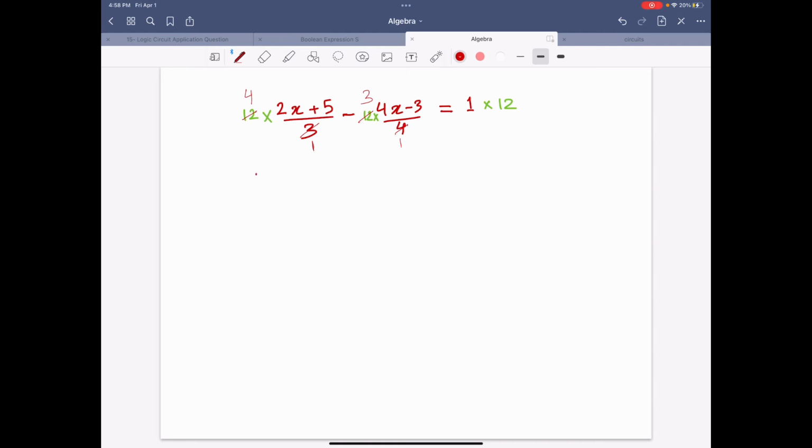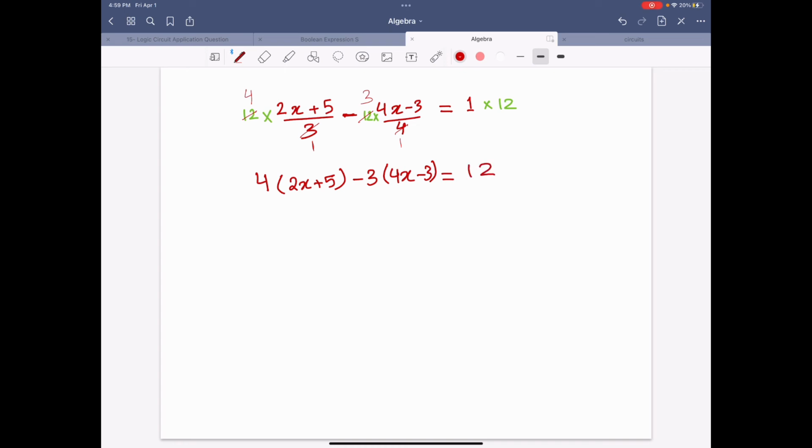Okay, we just have to remember when we rewrite it, we have to treat this as a group. So we need to put it in brackets. So it's 2x plus 5. And then don't forget about your negative here. Negative 3. 4x minus 3 equals, and then 12 times 1 is 12.